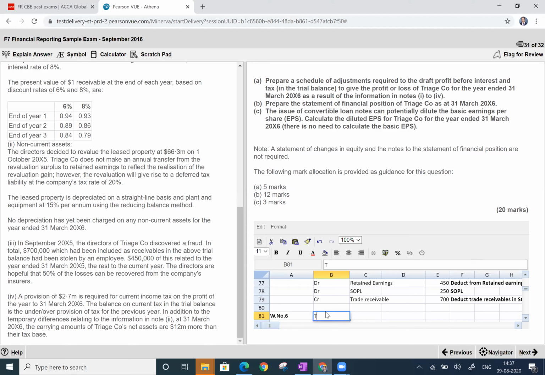So let's read tax charge. Tax charge in SOPL. So what's the format? This is the second or third time this is coming. Current year current tax provision, add under provision of current tax of previous year.